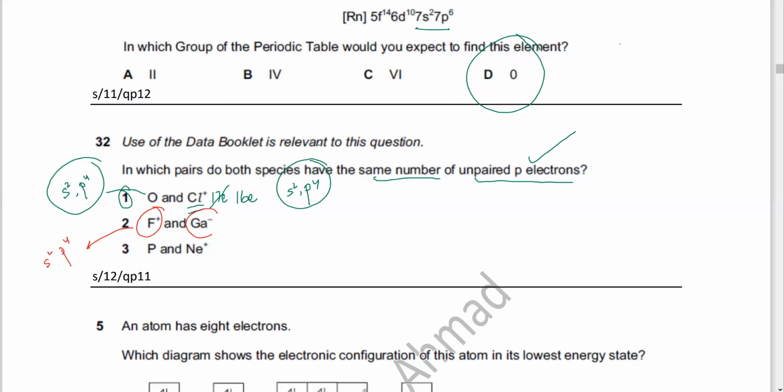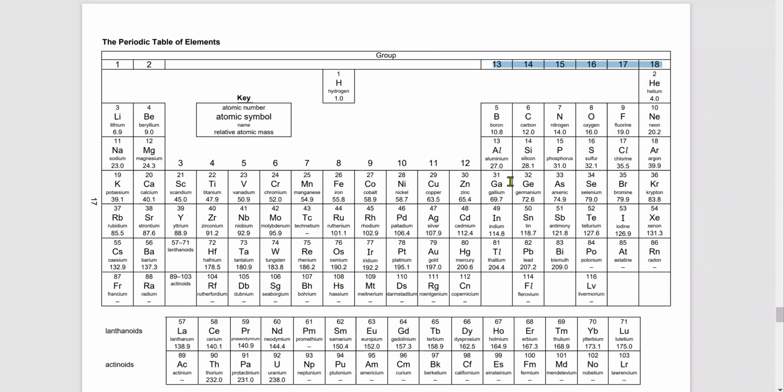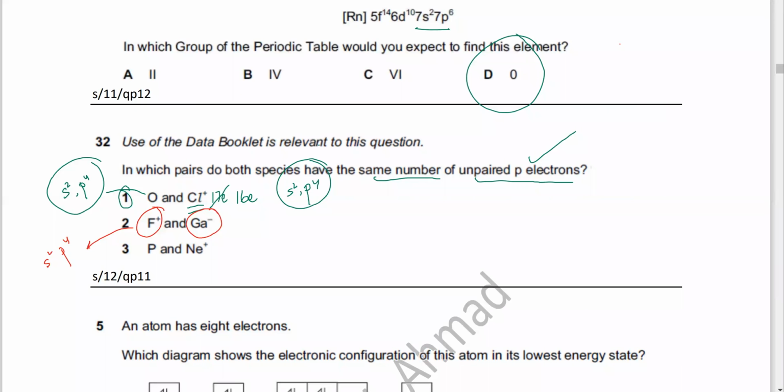What about gallium minus 1? Now minus 1 means 1 extra electron. So look at the periodic table, find gallium first. This is gallium. Now gallium is minus 1, which means move 1 forward. So you're looking for this electronic configuration. This is in group 4. What's the electronic configuration of group 4? Group 4 is s2 and p2.